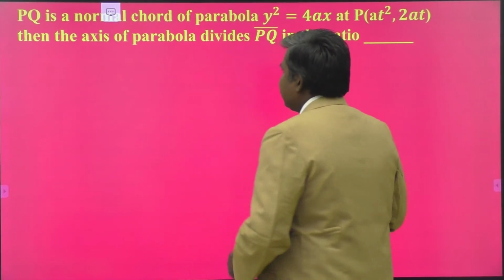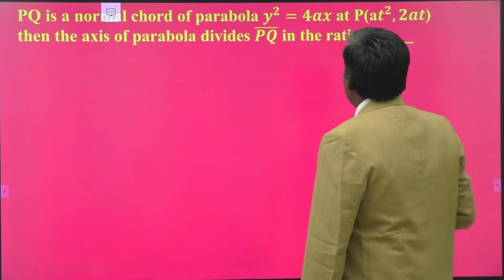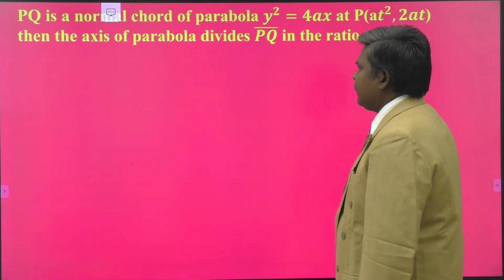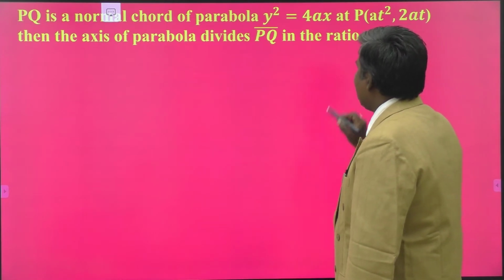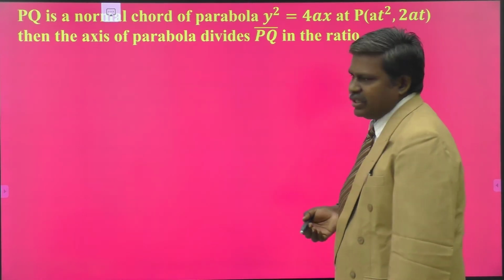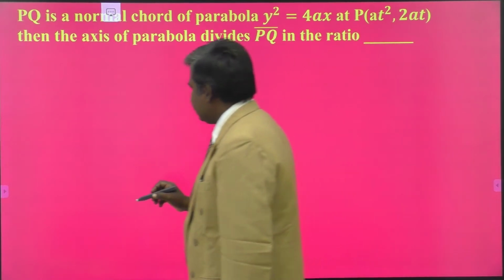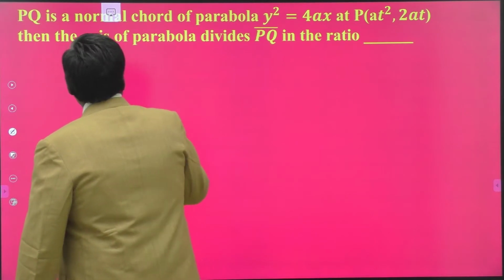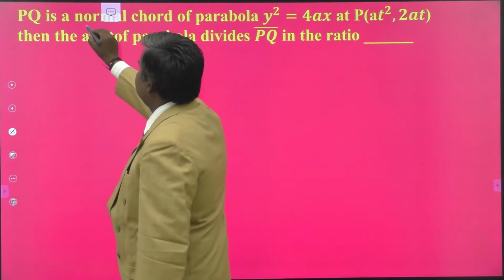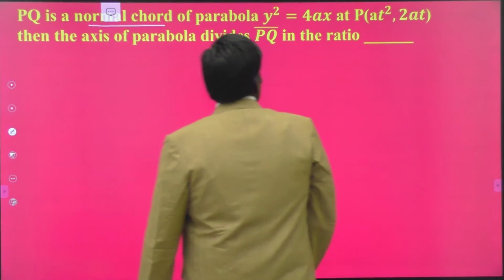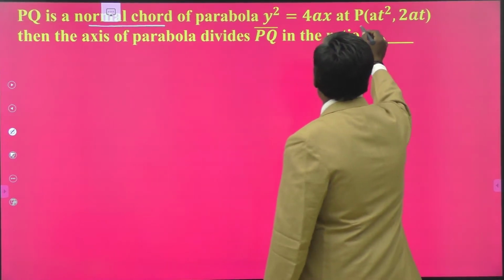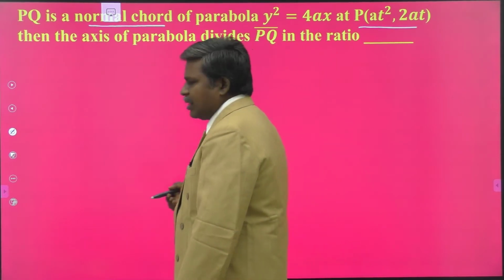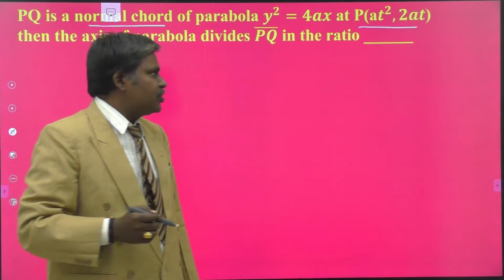This is the problem. PQ is the normal chord of the parabola y square is equal to 4ax at P, at square comma 2at. Then the axis of the parabola divides that line segment PQ in the ratio is what? That is the question. Okay. So PQ is a normal chord of the parabola. What is given? PQ is a normal chord of the parabola y square equal to 4ax at this point P, at square comma 2at. Then the axis of the parabola divides PQ in the ratio is what they are asking.